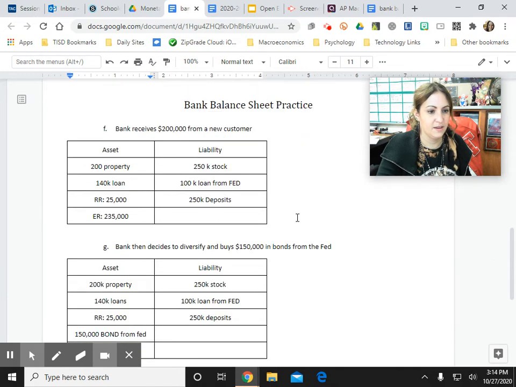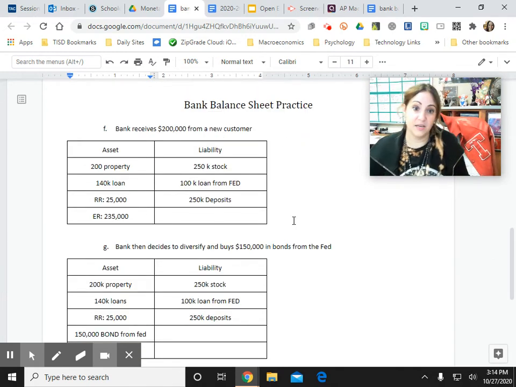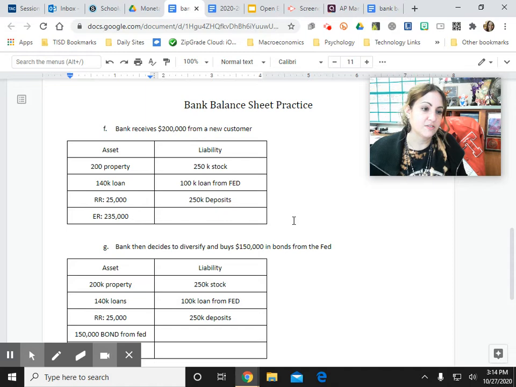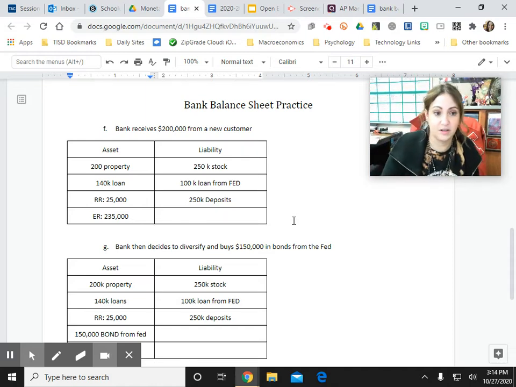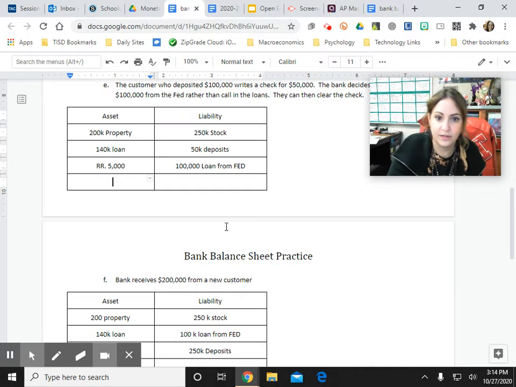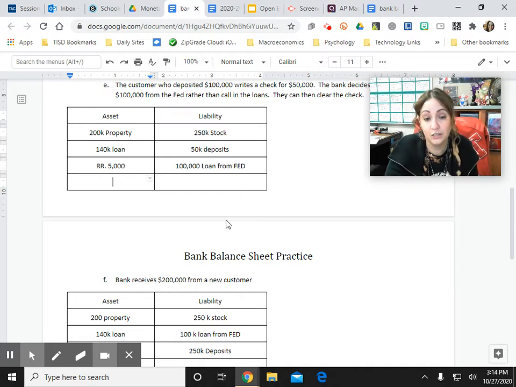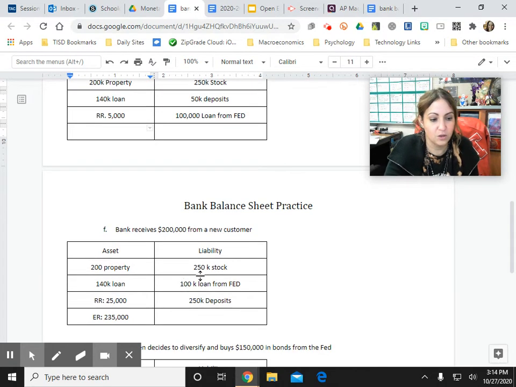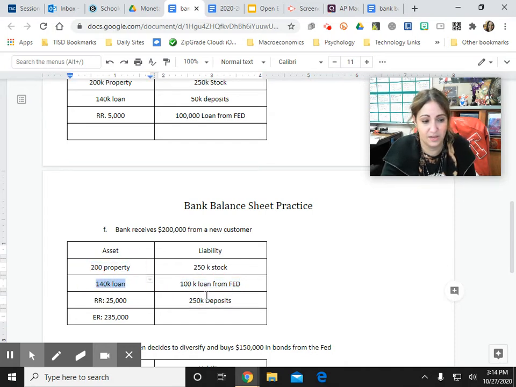Okay. This next question says, it's the same scenario. The bank now receives $200,000 from a new customer. So remember, we had $50,000 in deposits. Well, now we have a new deposit of $200,000 for a grand total of $250,000 in deposits. Look, the stock stayed the same. The $100,000 Fed loan stayed the same. Property stayed the same. Even this loan from a long time ago stayed the same. But we now have a $200,000 deposit.